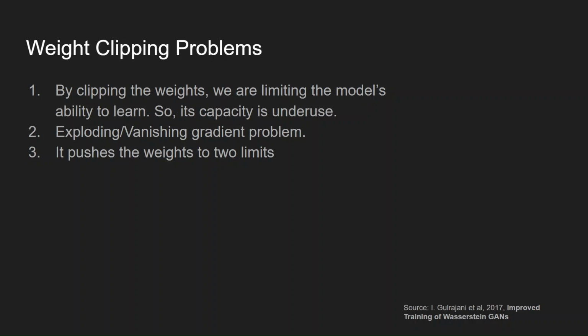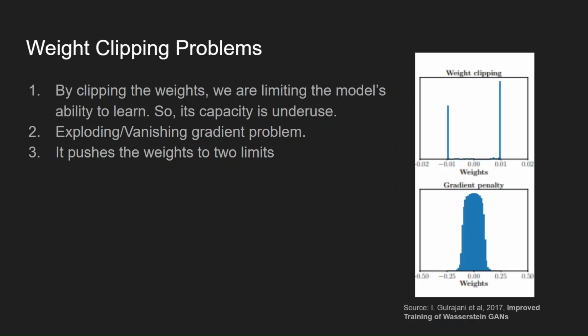So in 2017, another paper with the name Improved Training of Wasserstein GANs was published, and they actually showed that phenomenon. Here, as you can see in these two images, on the top one they have applied the weight clipping, and in the weight clipping our weights have been pushed to these two limits. So most of the weights are negative 0.01 and positive 0.01, and there are very few weights between these two ranges. So the weight clipping method pushes most of the weights to the limits of the range. But using the gradient penalty method, we can see a fairly smooth graph.